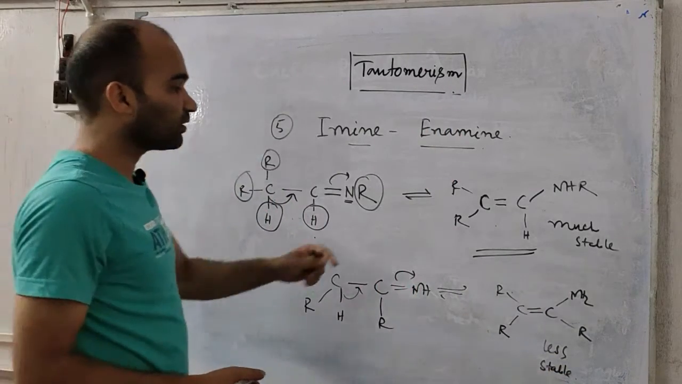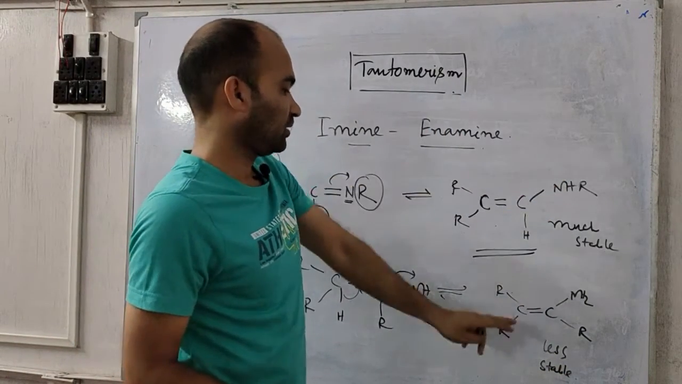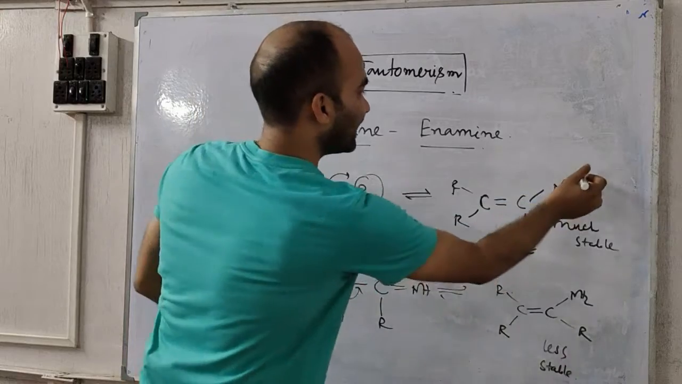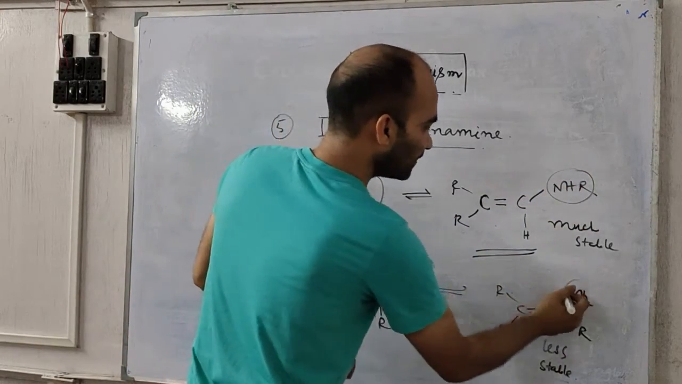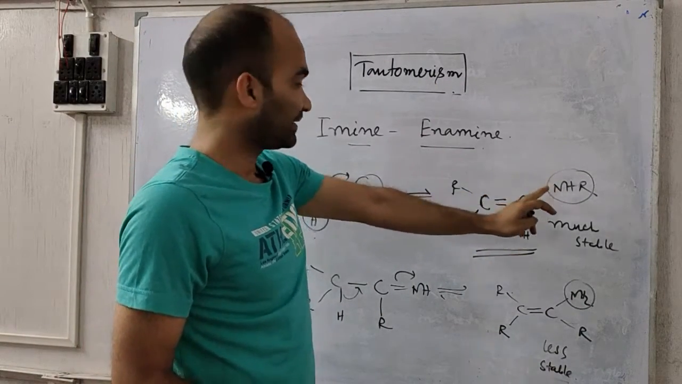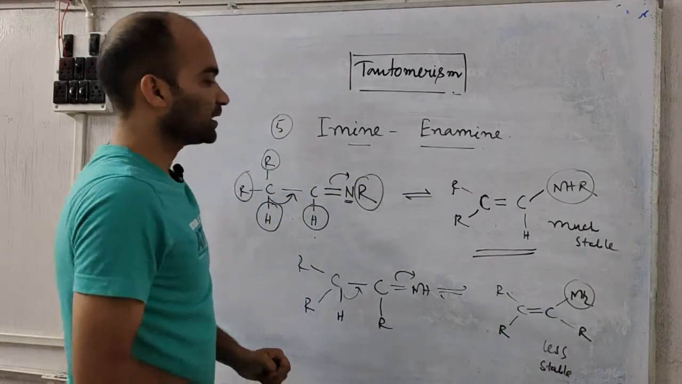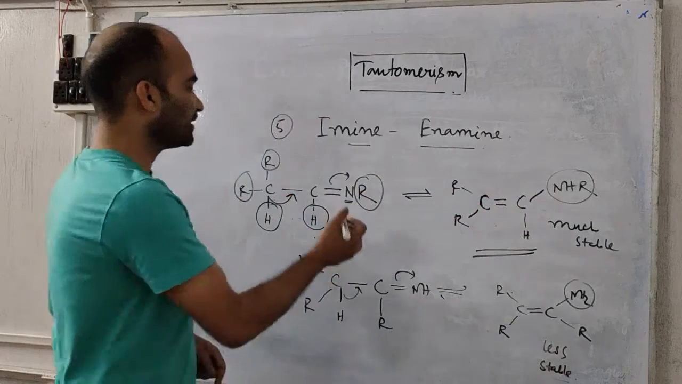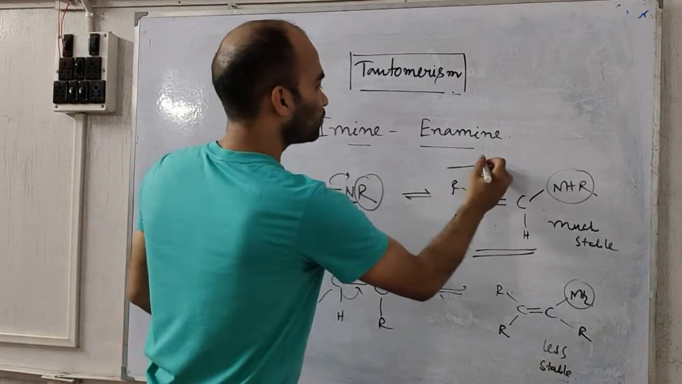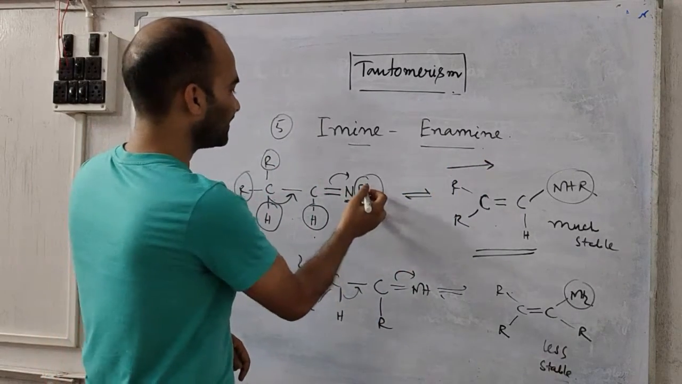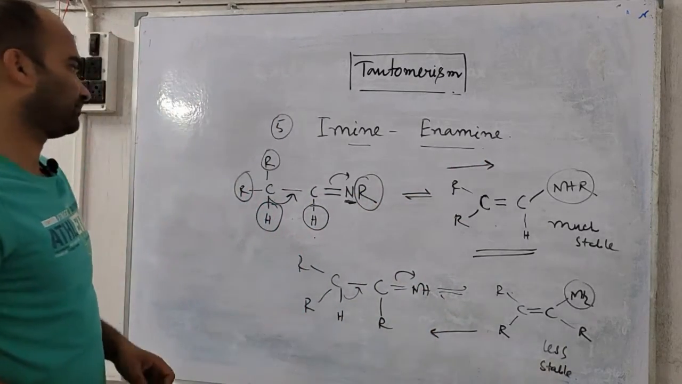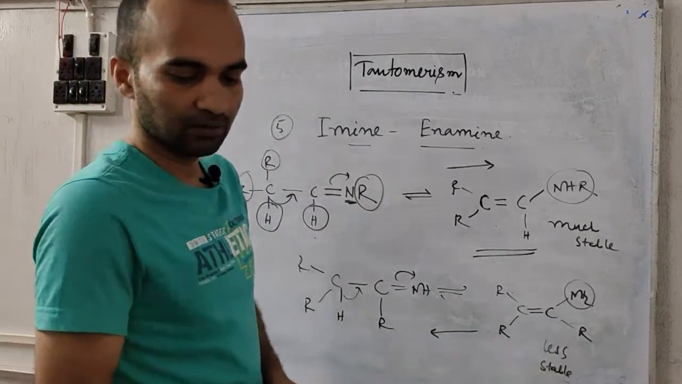That is because the lone pair of nitrogen is much more available for incorporation into resonance in N H R, but much less available in N H 2. Now, this is the reason: if the nitrogen has no hydrogen atom attached, then the equilibrium will shift towards the right, and if there is hydrogen attached to the nitrogen atom from the very beginning, then the equilibrium will lie towards the left. This is imine-enamine tautomerism.